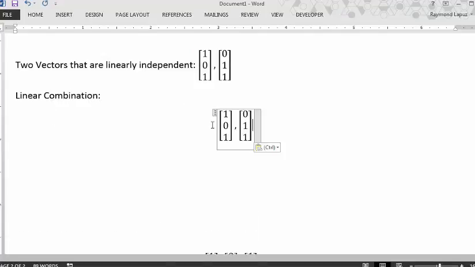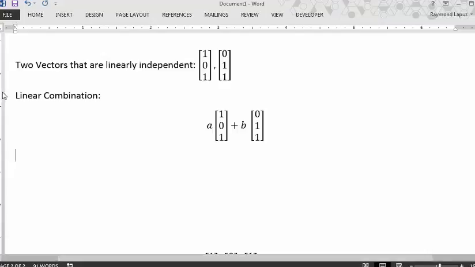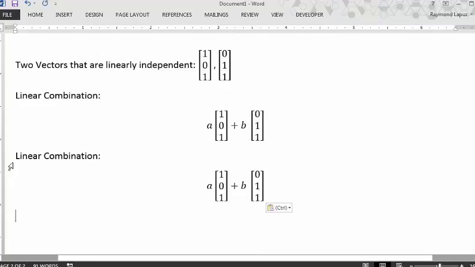And the linear combination is just simply writing this as the sum of a scalar times each of those vectors. So when we talk about linear combination, we can essentially stop right here. That's a linear combination of those two vectors. Alright, now let's take it a step further and find the span.